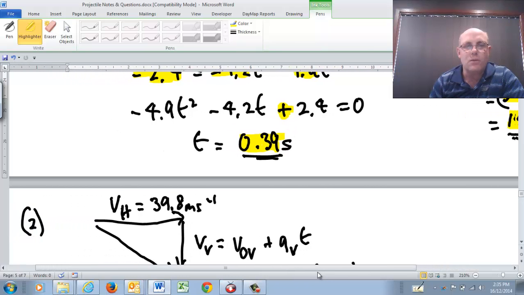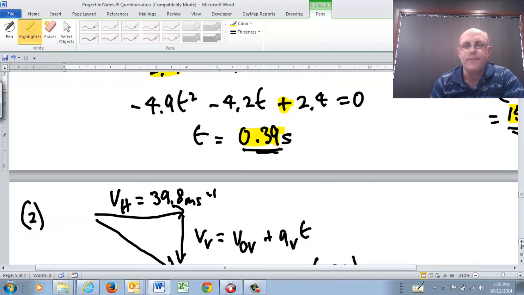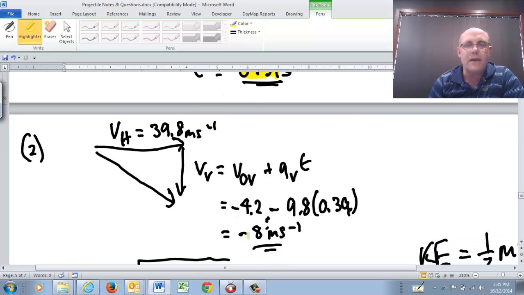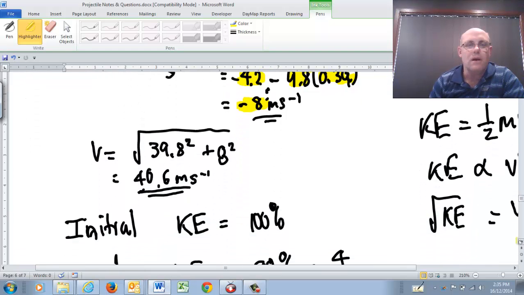Right, the next part is to work out how fast it's going to hit the pitch. Alright, so obviously it's going to pick up its vertical velocity, so it's starting with the vertical velocity of negative 4.2. It's going to be moving downwards with gravity for 0.39 of a second, so its final vertical velocity is going to be negative 8 meters per second. So again we have to use Pythagoras to work out its speed. Alright, so if it's asking only for speed, you don't need to do the angle. So that's what its speed's going to be, is 40.6 meters per second.